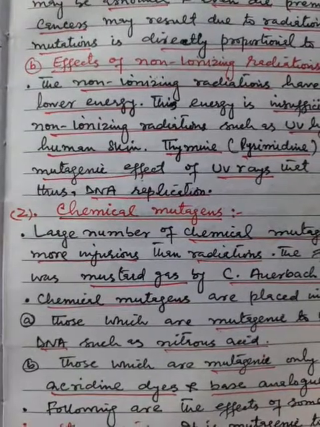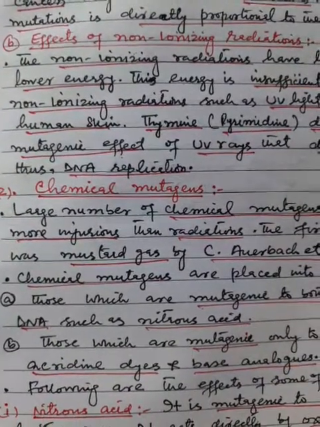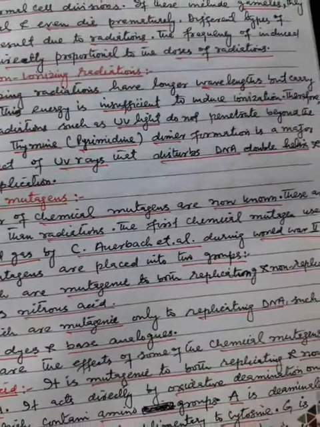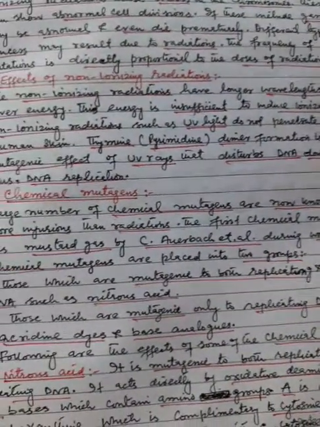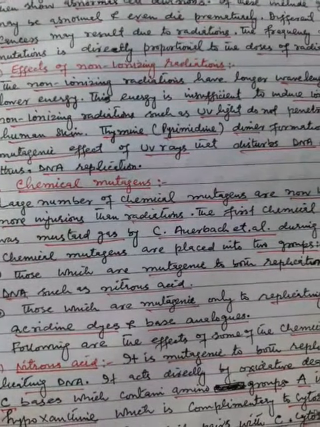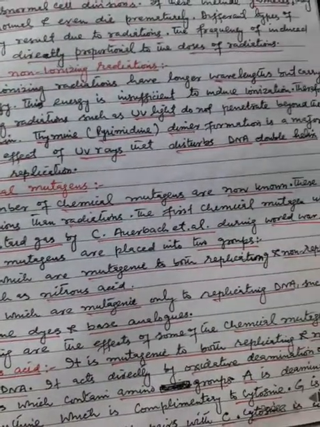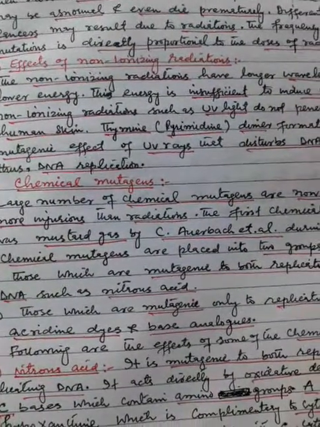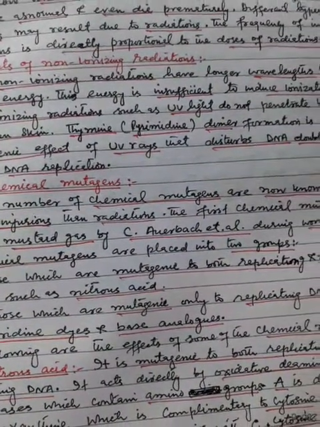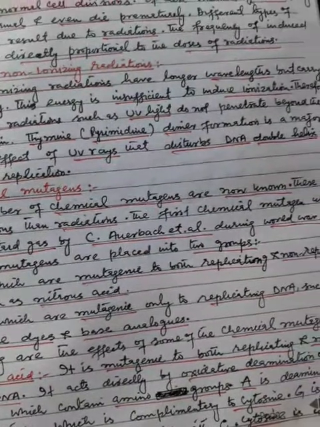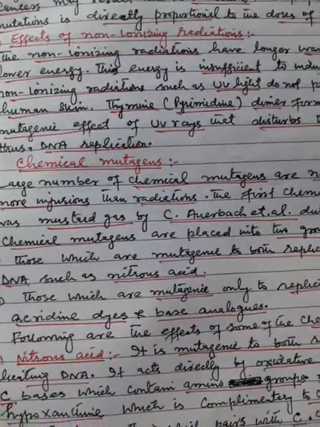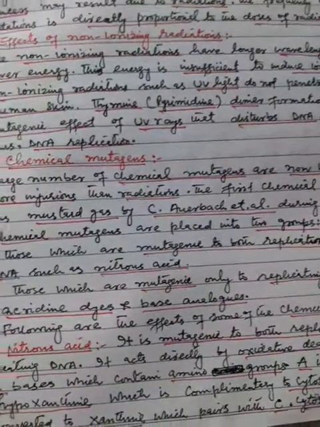Second type of mutagens, chemical mutagens. A large number of chemical mutagens are now known. These are more injurious than radiations. The first chemical mutagen used was mustard gas by C. Auerbach et al. during World War II. Chemical mutagens are placed into two groups.